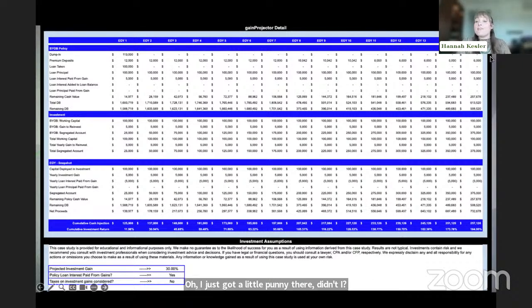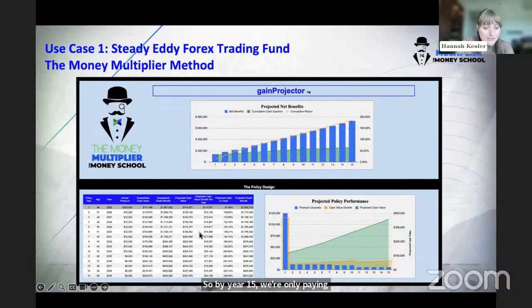So year 15, I'm putting in 6,000 into that policy. Wait, Hannah, I thought I was doing 12,000 a year. Why am I only doing 6,000 a year now? I'm not going to talk about that right now, but just FYI, as the policy gets aged and seasoned and matured, that premium is going to drop later on down the road. So by year 15, we're only paying $500 a month or $6,000 a year inside of this policy.